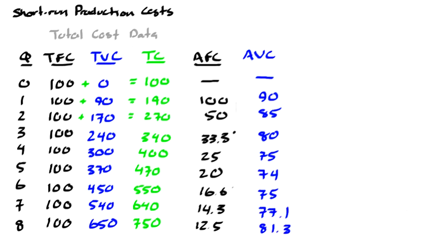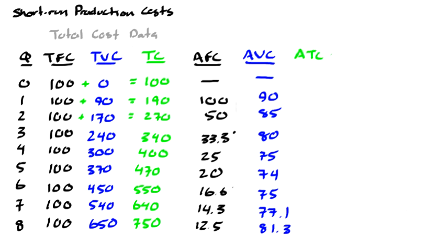Now, if we look at average variable cost, we see that it begins at 90, then decreases down to 74, and then it begins to increase again. So we've got reducing average variable cost and then increasing average variable cost. Now, the reason we see the increasing average variable cost is due to the law of diminishing returns.